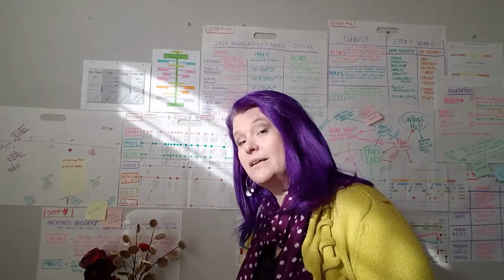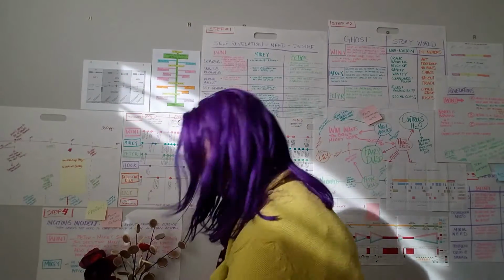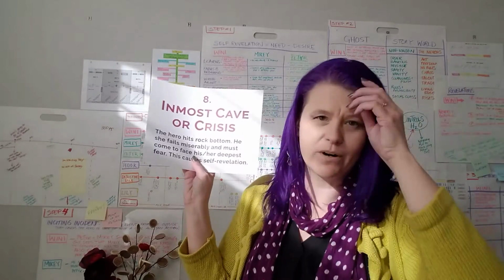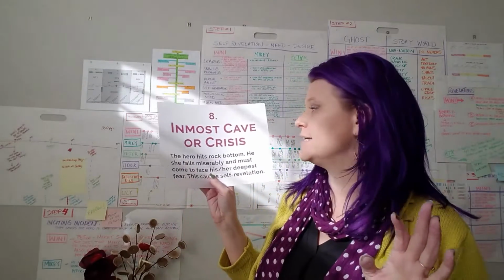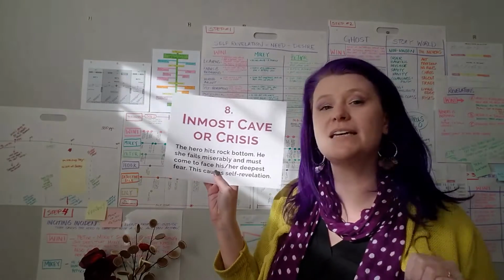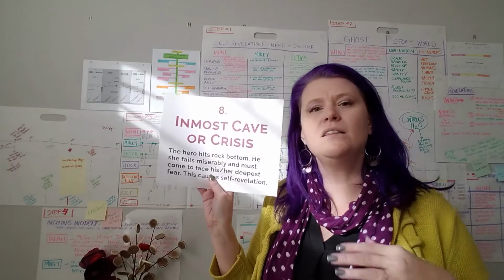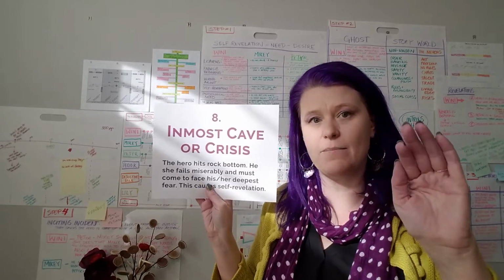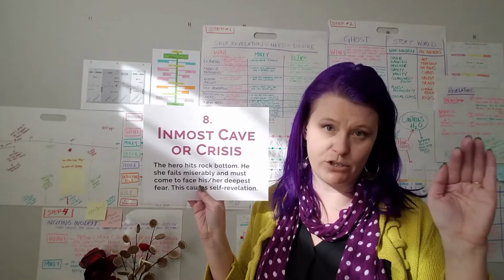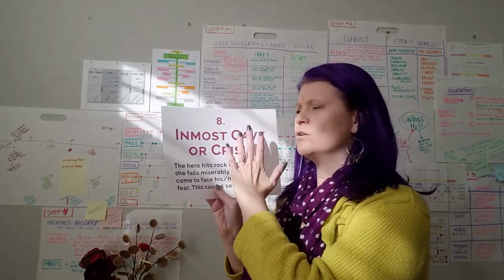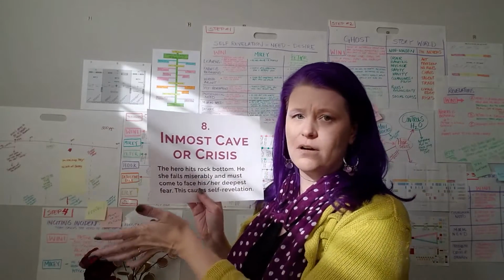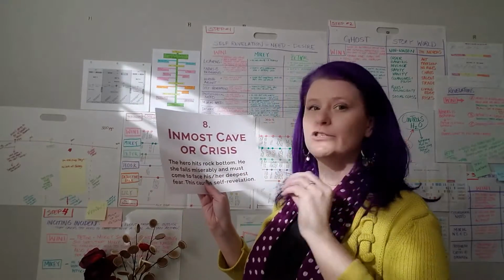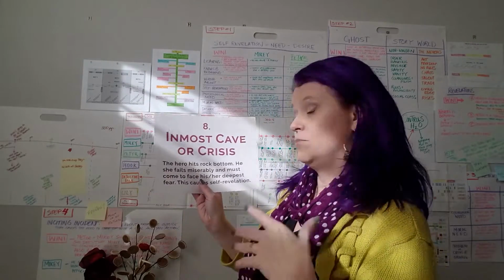Now this next beat, number 8, is one of my absolute favorite beats, and one of the most important beats. I keep saying they're all important. That's because they are important for different reasons. And this is inmost cave or crisis. A lot of times as we're moving forward through our story, we're trying really hard to get to the climax, that final end point in our story. And we miss or kind of glaze over the crisis, which is such a huge and important part. It really relates to the rest of the film or book.